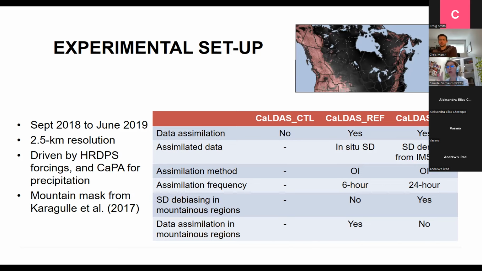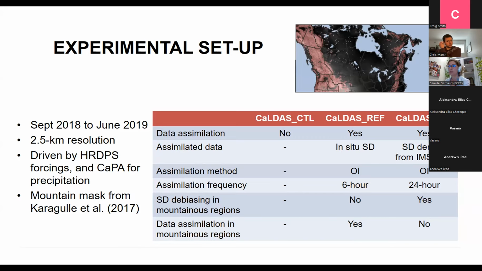So we ran 3 simulations. CalDAS control is really an open loop; there's no data assimilation. CalDAS ref is what we had before, the old analysis, so there is data assimilation. We assimilate in situ snow depth with an OI, but in this case it's the same in the 2 runs. The assimilation frequency is 6 hours. We don't have any debiasing in mountainous regions to counter the precipitation bias in these regions, and we do assimilate data in mountainous regions.